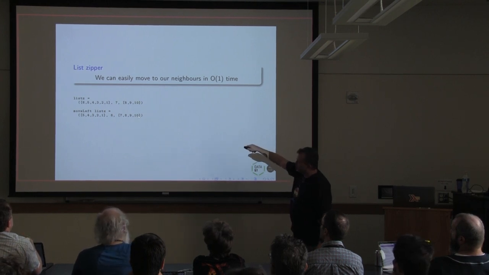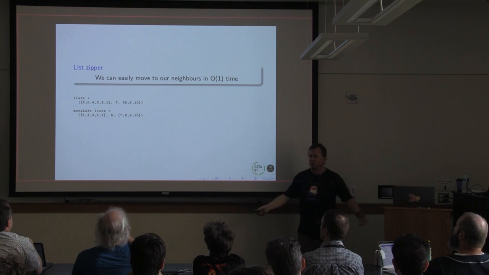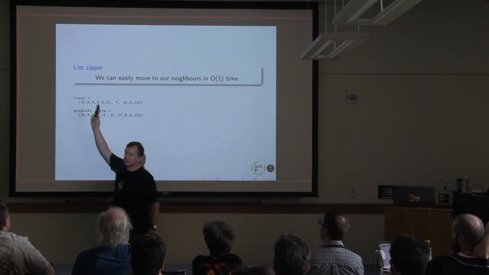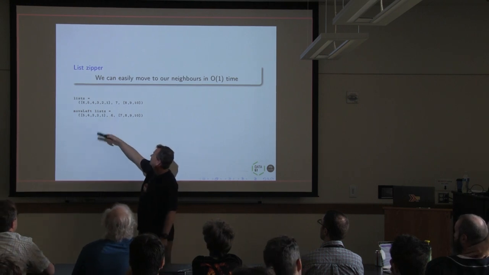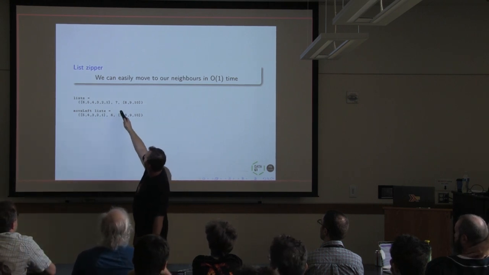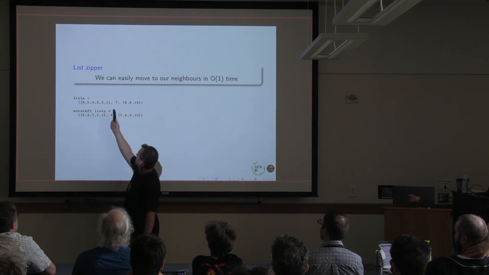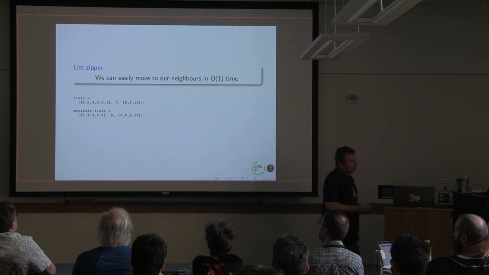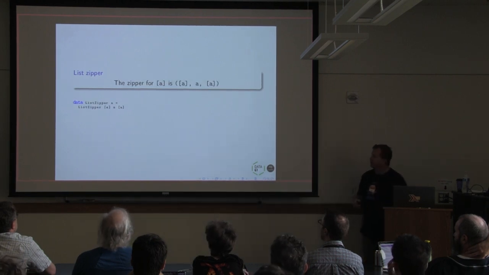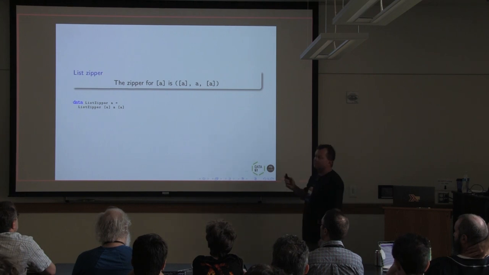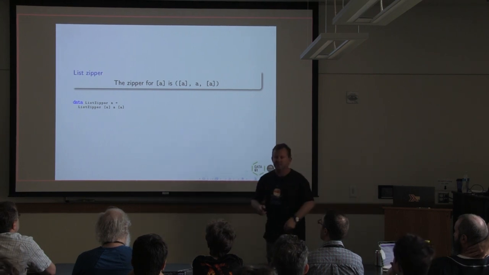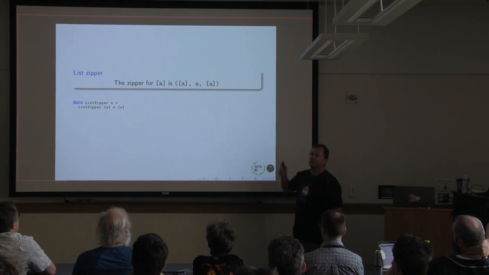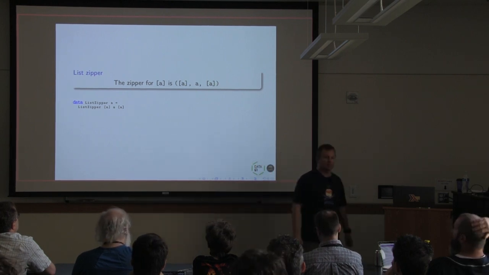I can write a function from that to that, and it'll be constant time, right? It'll just be peel the head off this list, make it the new focus, and peel the head off this, put that there, and put that one on the front of that one. That's all constant time operation. The zipper for a list of A is the triple of a list of A, an A, and another list of A. You have your lefts, your focus, and your rights. That is the zipper for a list.